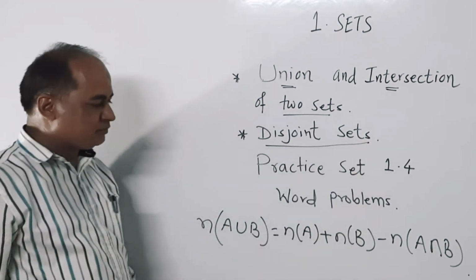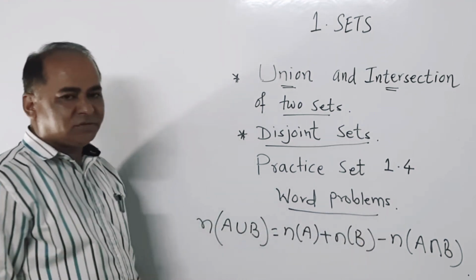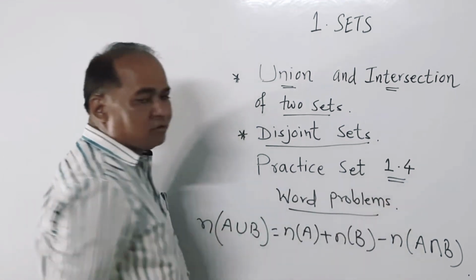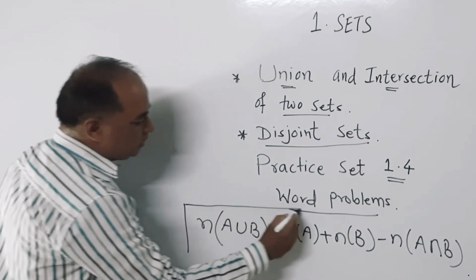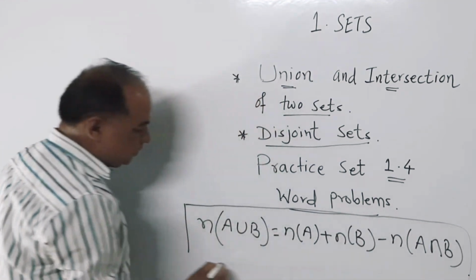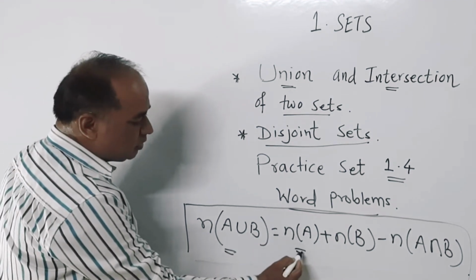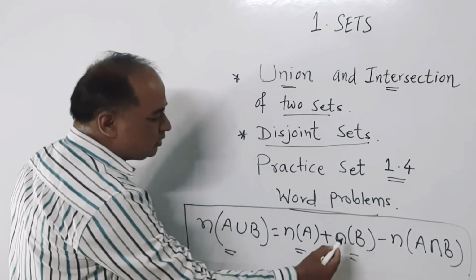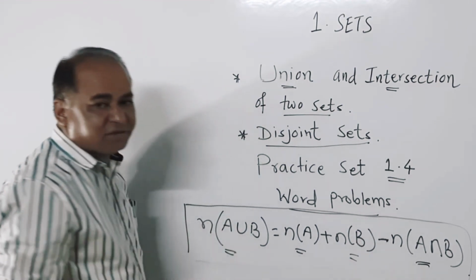In this video, we will learn what is union and intersection of two sets, what are disjoint sets. We will solve word problems based on sets from practice set 1.4 using the formula: number of elements in A union B is equal to number of elements in set A plus number of elements in set B minus number of elements in set A intersection B.